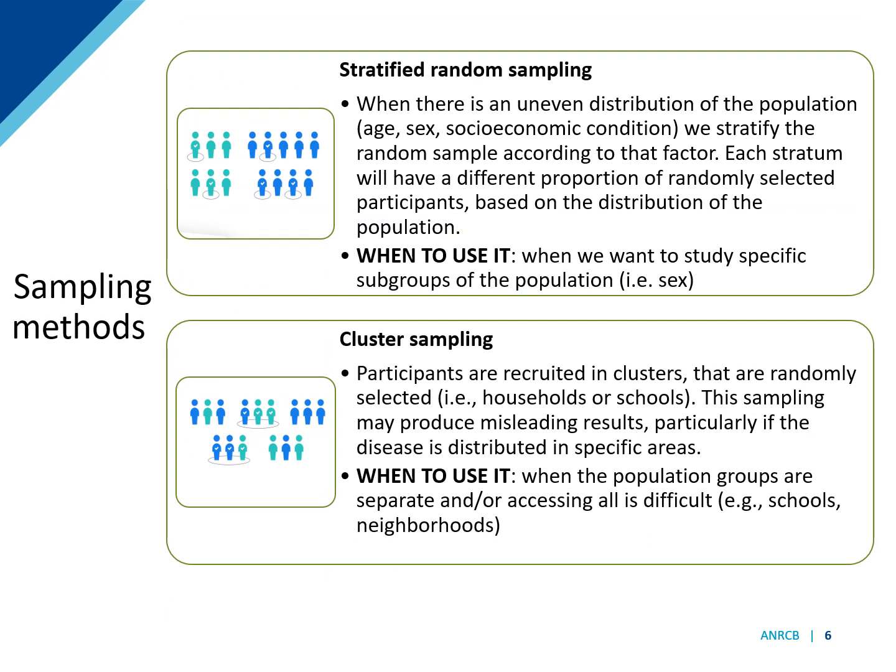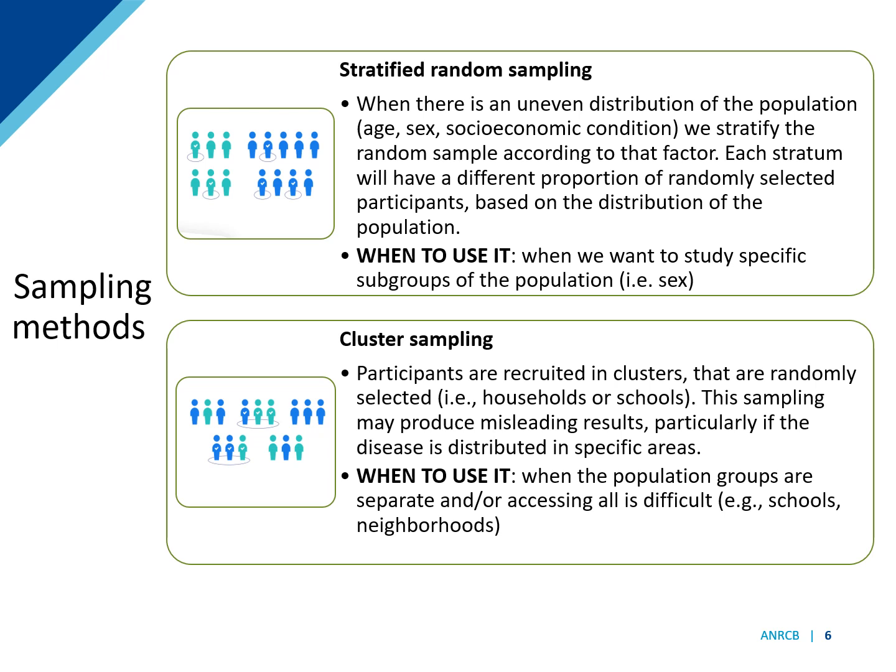Stratified random sampling is usually used when we want to study specific subgroups of the population. For example, men and women, or people who were born male and people who were born female. When there's an uneven distribution of the population, we can also do this for age, socioeconomic condition. We can stratify the sample according to that factor. So we separate men and women, put them each into a stratum, and then within each stratum, we take a random sample of participants.